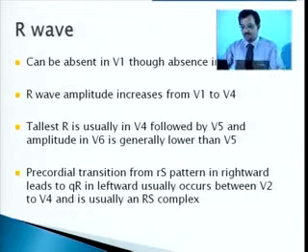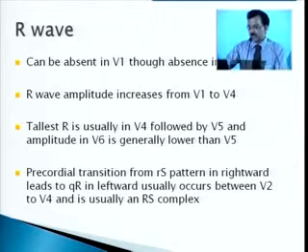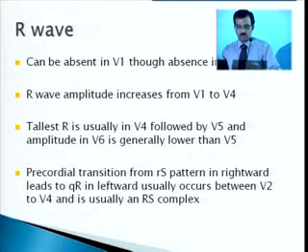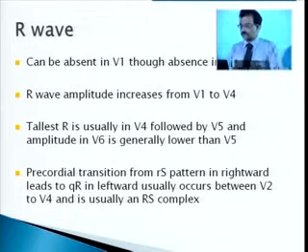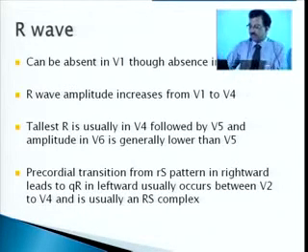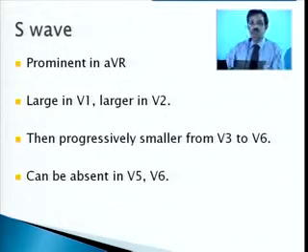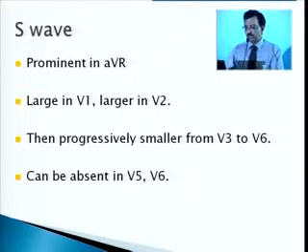The R wave amplitude increases from V1 to V4, and the tallest R wave is usually in V4, followed by V5. Normally the V6 R wave amplitude is smaller than that of V5. That we should know. The precordial transition of the RS pattern occurs usually between V2 to V4. The S wave is prominent in AVR, large in V1 and larger in V2, and then progressively becomes smaller in V3 to V6.